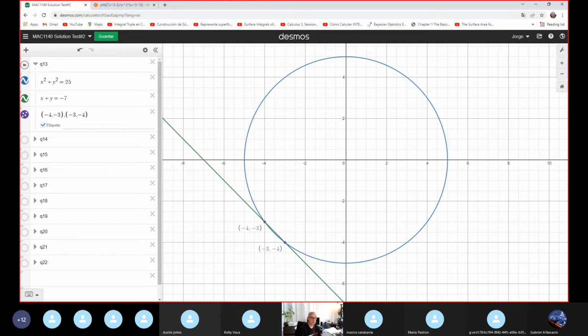Okay, let's move on to 14. 14 is easy also. Es a parábola. Look, it's a parábola. Y equal negative x squared plus 13. It's equation number 1. This is a parábola.